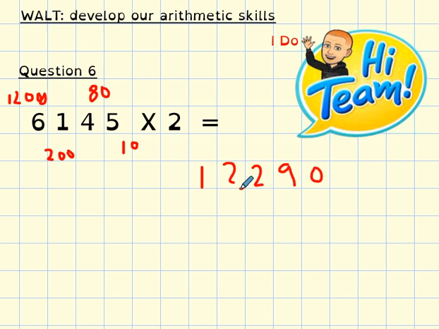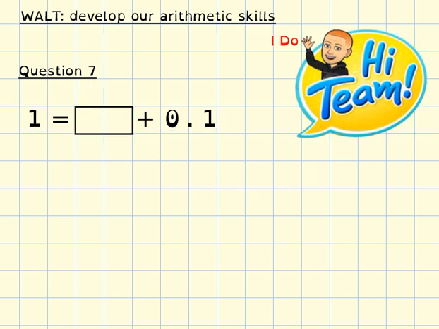Question 7, 1 equals something add 0.1. I'm going to use my fractions, decimals, and percentages lesson here to help me with this. So 0.1 is the same as 1/10. 1 whole, if I'm thinking about tenths, is the same as 10 tenths. It's one of those calculations where I've got to make it balanced again. So what do I add to 1/10 to make it equal to 10 tenths? This side's 10 tenths. I add 9 tenths. 9 tenths as a decimal is 0.9.